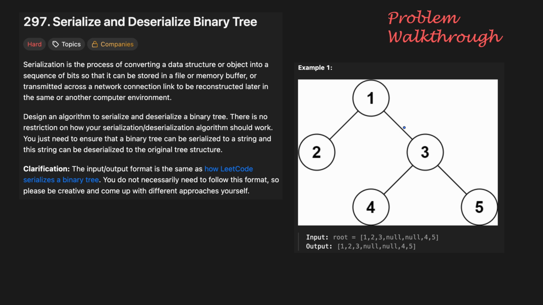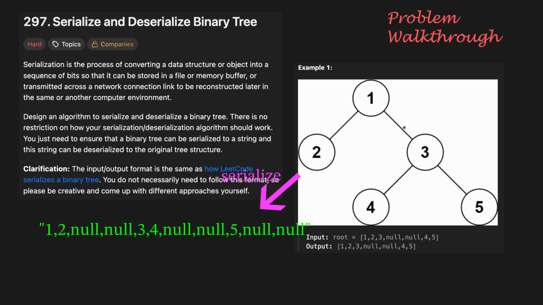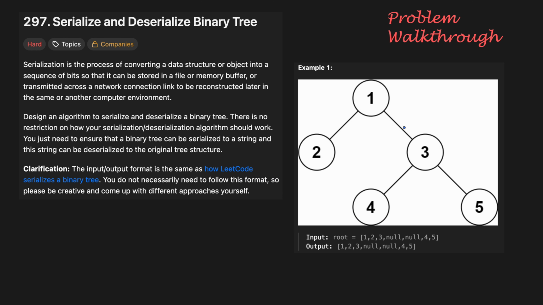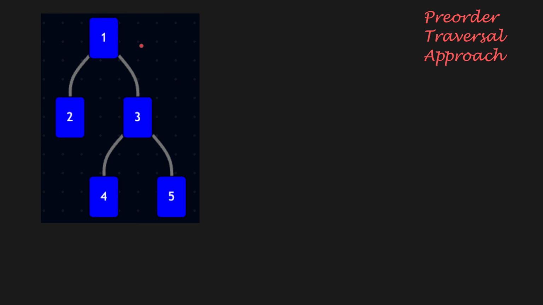So first we design the serialize function, which takes the root of this tree and turns it into a string. For example, it might produce a string like this. And then the deserialize function takes the string and perfectly reconstructs the original tree. And this problem gives us a lot of freedom. It says we don't have to follow the LeetCode specific format. As long as our serialization and deserialization functions work together, we are good to go. Now let's see how we can solve this problem.